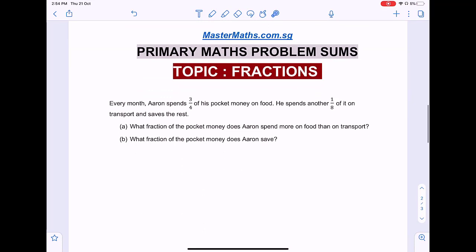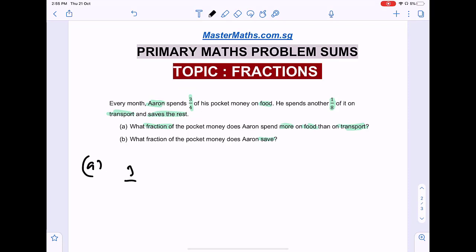The next question is on fractions. Every month, Aaron spends 3/4 of his money on food. He spends another 1/8 of it on transport and saves the rest. What fraction of the pocket money does Aaron spend more on food than on transport? What fraction of the pocket money does Aaron save? More on food than transport, so we need to do a subtraction.